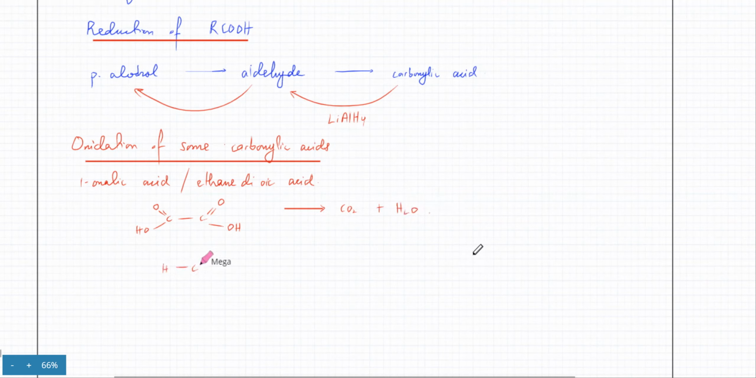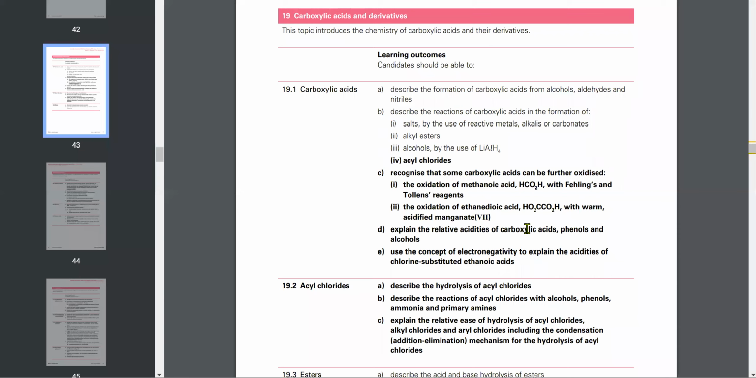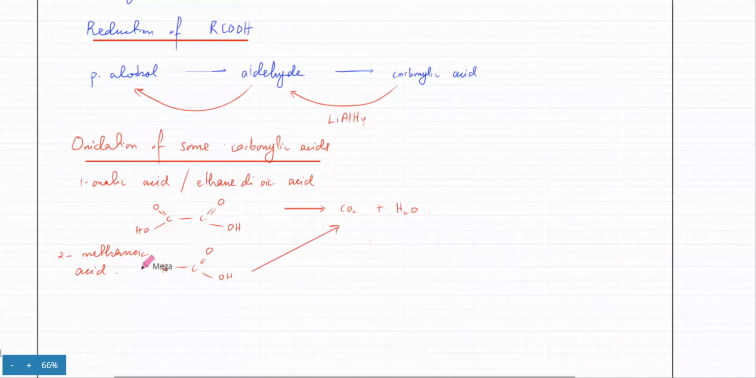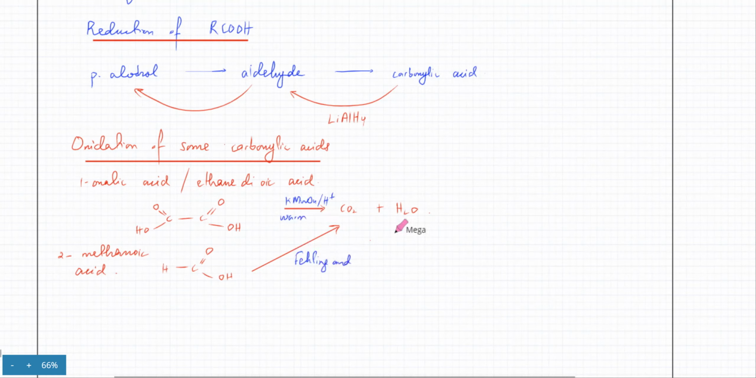And the other one is methanoic acid. Pretty much the same thing happens to it as well. It would also form carbon dioxide and water when it reacts. Now the conditions are different. For one, Fehling reagent is used, and for the other one, KMnO4 is used. If you look at the syllabus, acidified KMnO4 is used for ethane dioic acid, and Fehling and Tollens reagents are used for methanoic acid. So those are your conditions for the reaction.